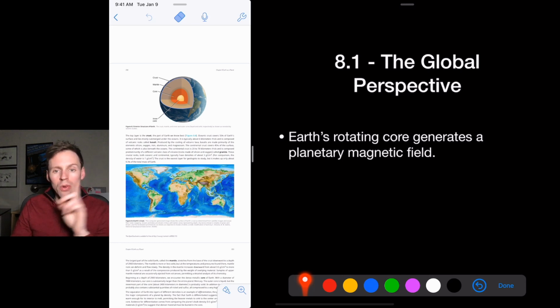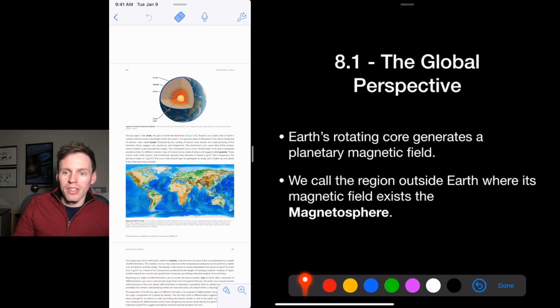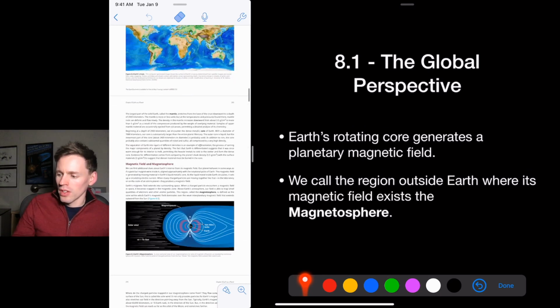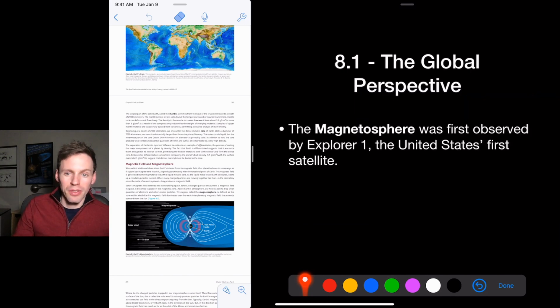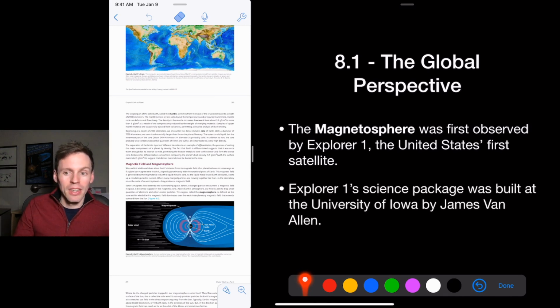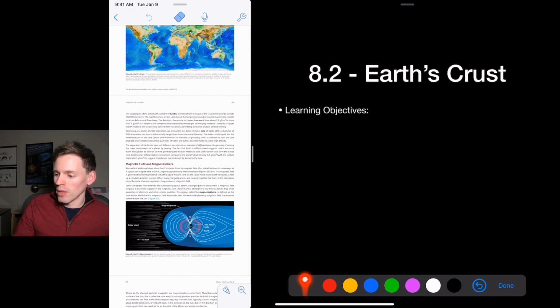The core is rotating inside Earth, and that generates a magnetic field. The region outside the Earth where the magnetic field exists is called the magnetosphere. This is the magnetosphere. It's because the Earth's core is rotating that it creates this magnetic field around the Earth. The magnetosphere was first observed by Explorer 1, which was the United States' first satellite, built by James Van Allen at the University of Iowa, so there's a little bit of a famous thing there.